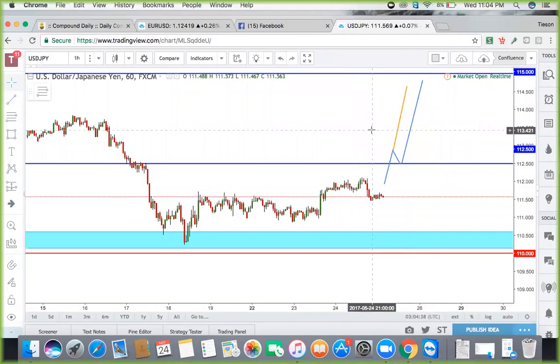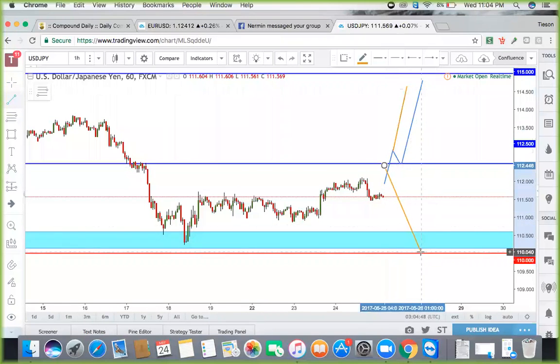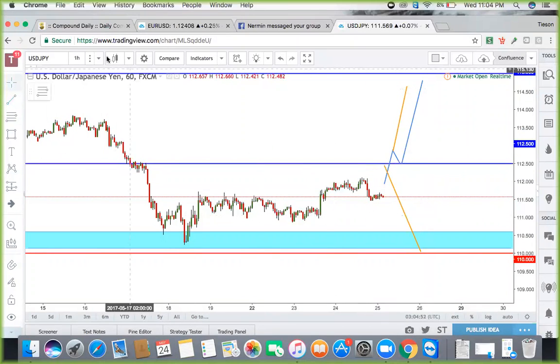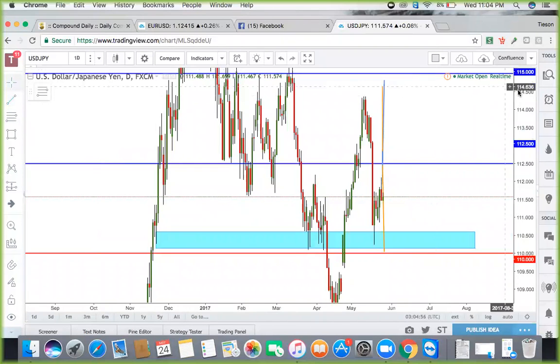That's quarters theory, kind of broken down in a nutshell. You can see how powerful it is. And also on the flip side, we could see a rejection off, and we could see a push back down to this 110, to this major quarter point. But this is how I trade.